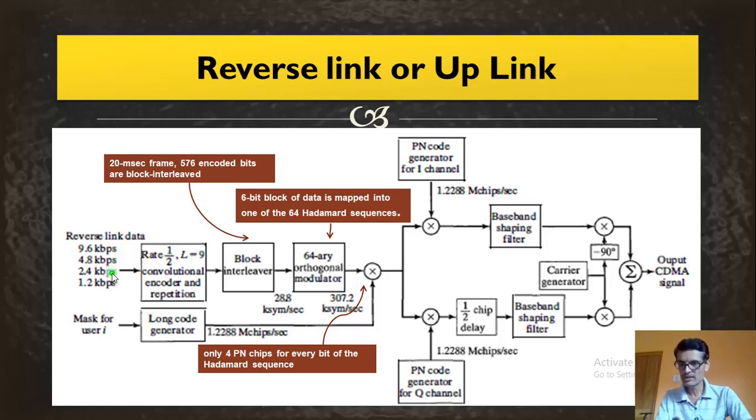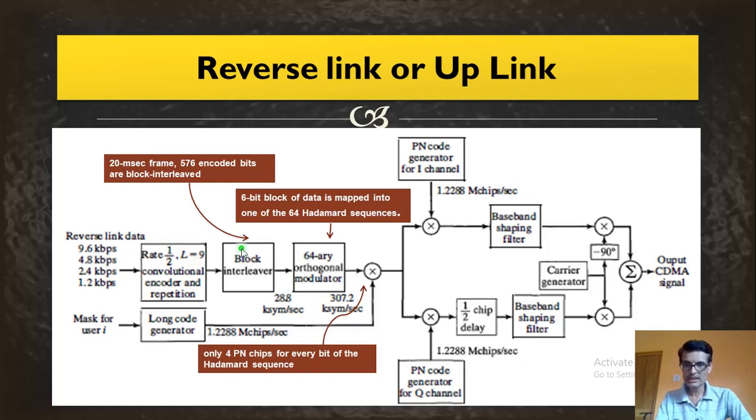The 1.2 kbps is repeated 8 times, the 2.4 is repeated 4 times, the same bits are repeated to get 9.6. 4.8 into 2 is 9.6, so 2 times it is repeated. The same data is repeated to get a constant data rate, right? Rate equal to 1 by 2 is mentioned in the book or in the block diagram here. Please make note of this correction. It is a 1 by 3 coder, with L equal to 9. It's a 1 by 3 coder, okay, not 1 by 2.